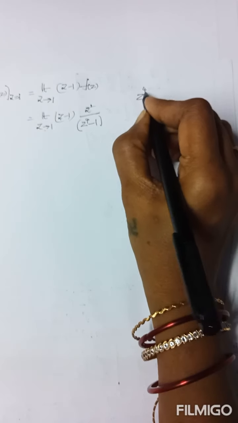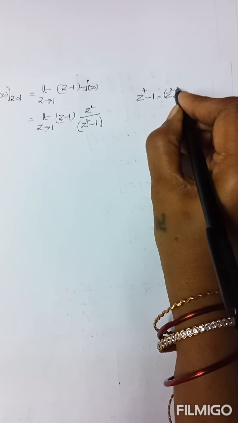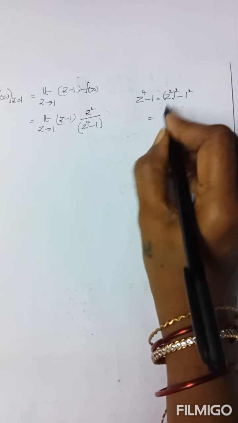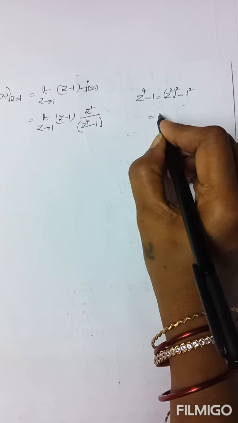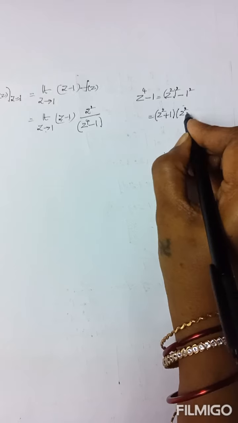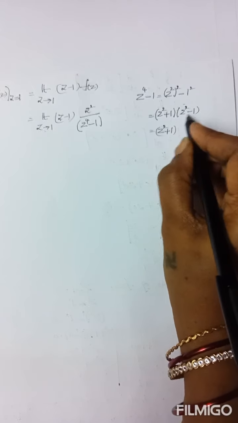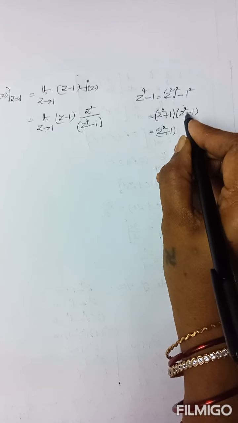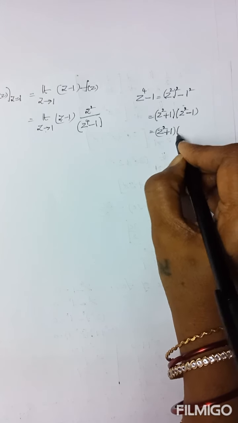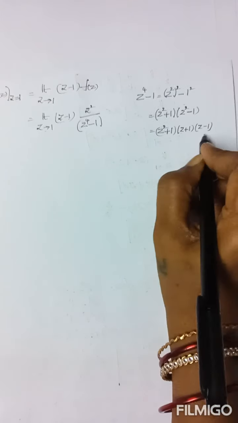Since 0 by 0 is an undefined value, in this case we have to expand z power 4 minus 1 also. It is written as z square whole square minus 1 square. Now this is a square minus b square, as we discussed just before, written as a plus b into a minus b. z square plus 1 has no direct formula, but z square minus 1 is again of the a square minus b square form. You can expand this using the algebraic formula, a plus b into a minus b. Now these are the factors.